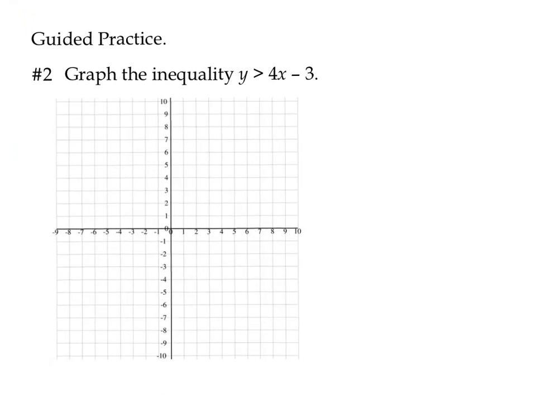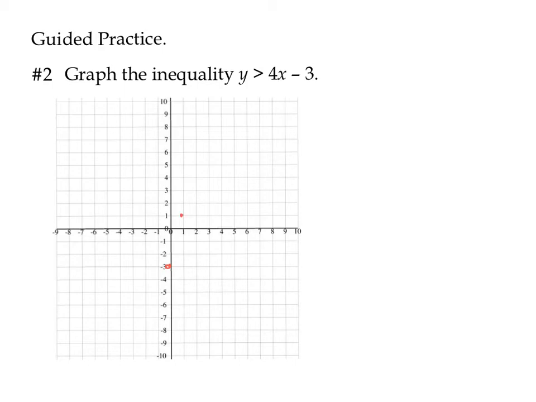If we want to graph this inequality, again, the first thing we're going to do is graph it like this is an equal sign. We're going to graph it like it's y equals 4x minus 3. So we could graph our y-intercept at negative 3. And then we can use our slope. We're going to go up 4 and over 1, and put a point there.